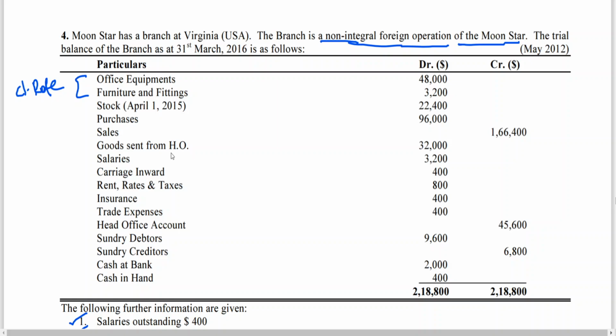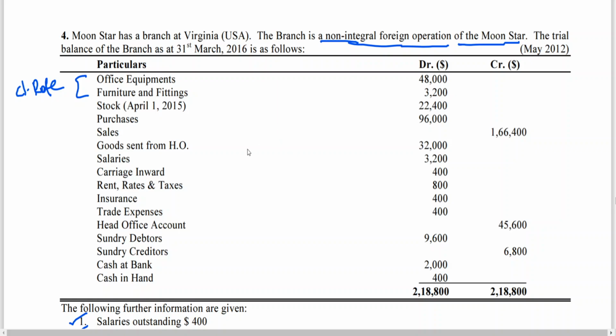This is the same for integral and non-integral. Even for integral we have used the average rate. For non-integral also, we don't have the information of the date of purchase or the date of sales, so that is why we will be taking the average rate only. Goods received from head office and the balance in the head office account in the books of the branch are actual. So the entire problem is the same.